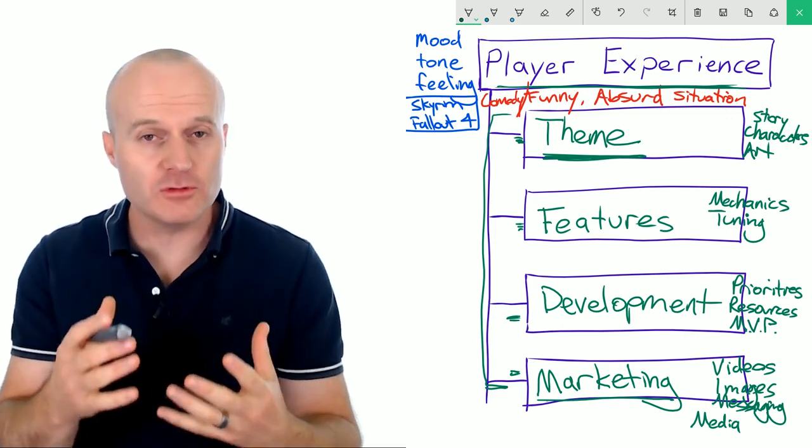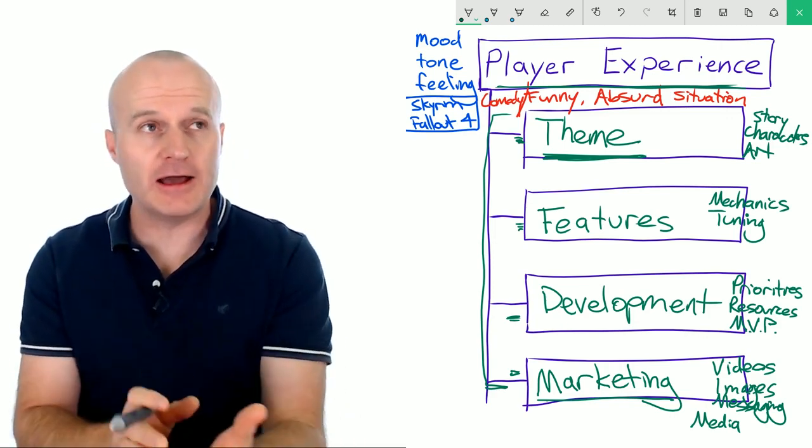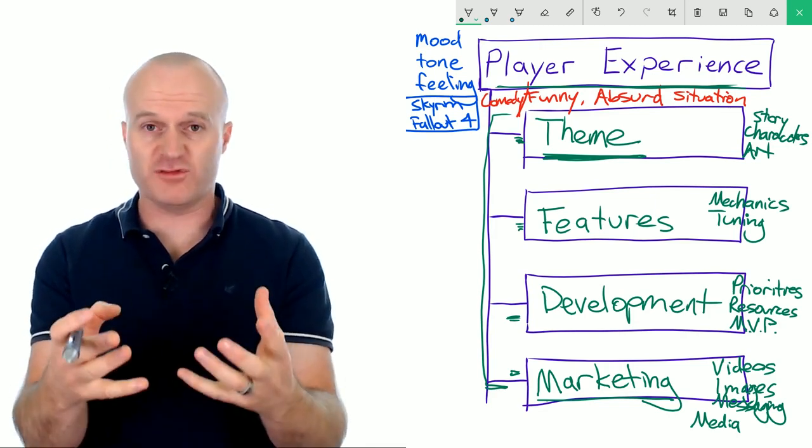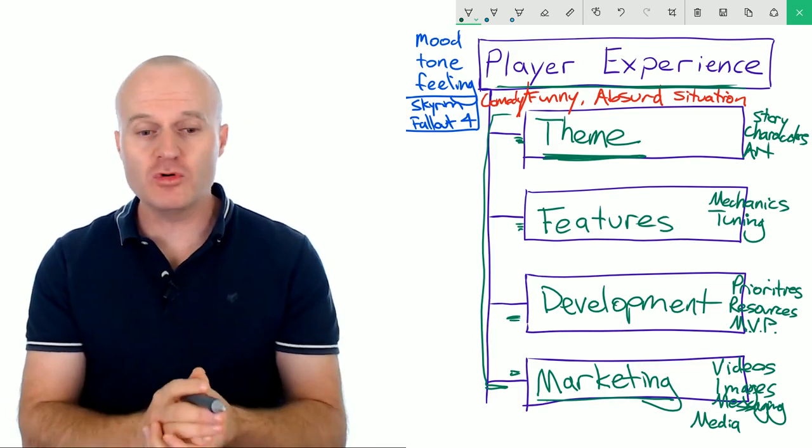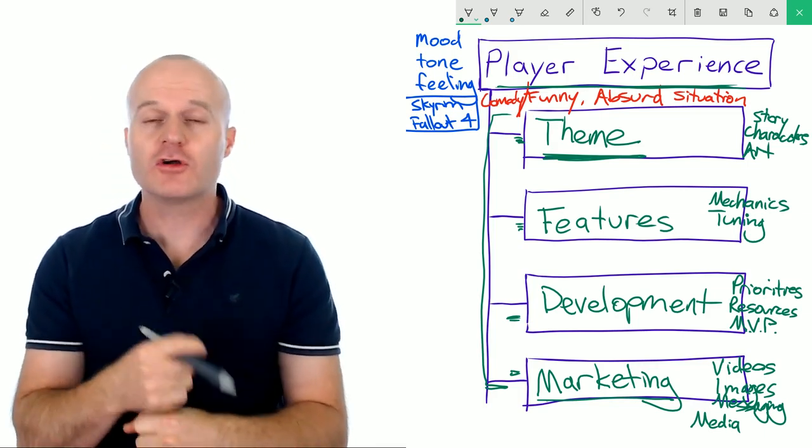Also, it could be you want the player to feel godlike. God of War. The player needs to feel like a god. They need to feel like a badass. Vulnerable. It could be brave. Could be mellow. Could be intelligent.